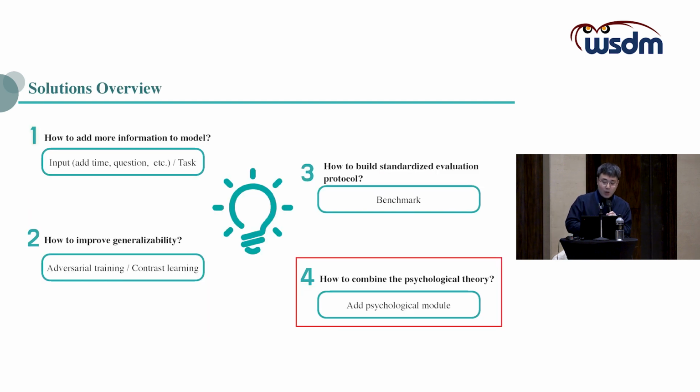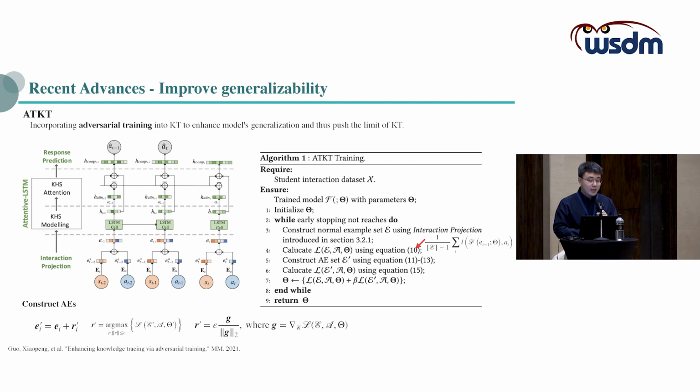Okay, the last one is about generalization. There are two methods. The first one is that we can incorporate adversarial training into KT. First, we train the model on the mini-batch and get a normal loss. Then we build the adversarial example, adding some perturbation to the input X to maximize the loss. Then we input this new X into the model to get the new loss. So the final losses are optimized together.